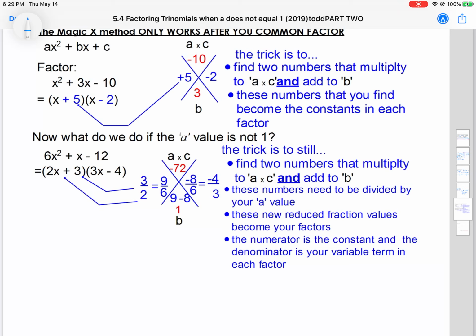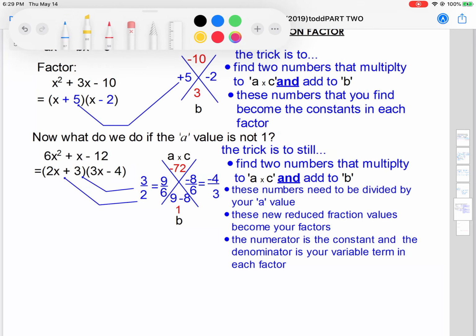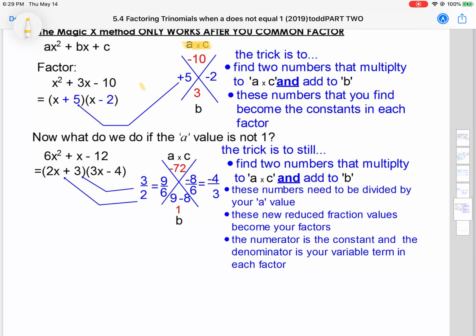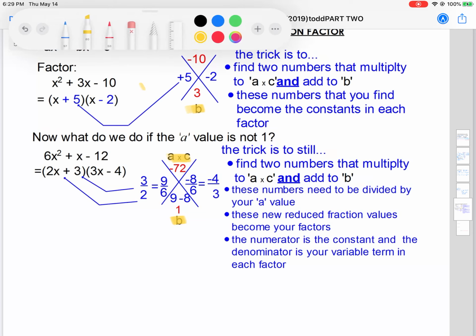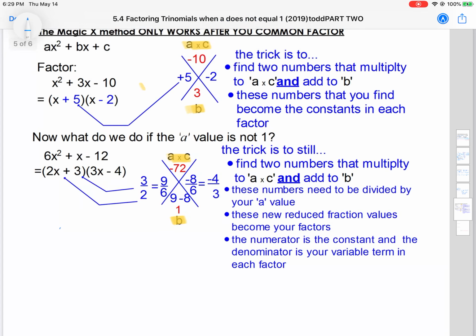But Magic X, again, you're still doing the A and the C. A times C and two numbers that add to give you B. So when you have these factors, if you can't see them in your head, then you really still are having to make that chart.